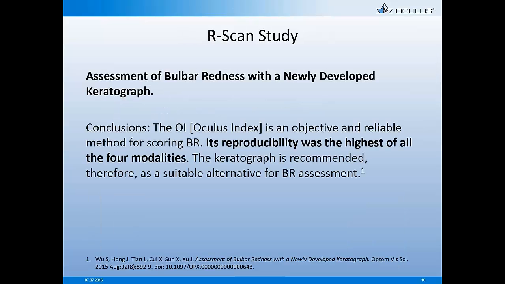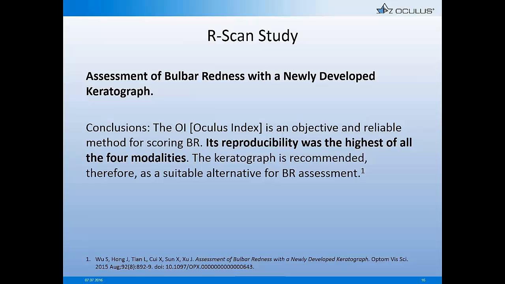We did have a recent study that came out looking at the R-Scan. It was published in Vision Science in 2015, and basically said that its reproducibility was the highest compared to 3 other modalities that they looked at. The other modalities were your typical grading scale, where the doctor looks at some pictures and chooses a grade, whereas this, again, is something a little more objective. So it's no surprise that it ended up being more reproducible compared to the other modalities.